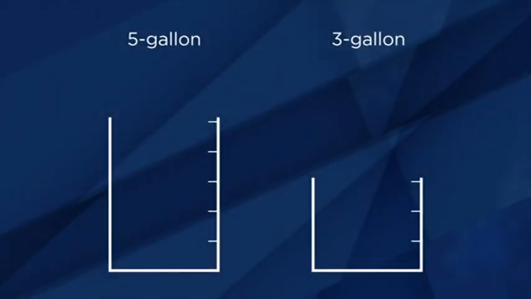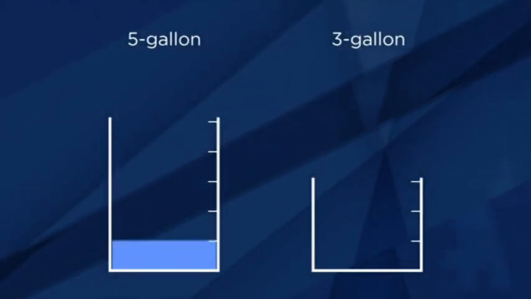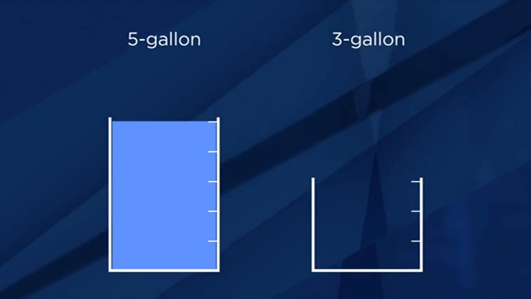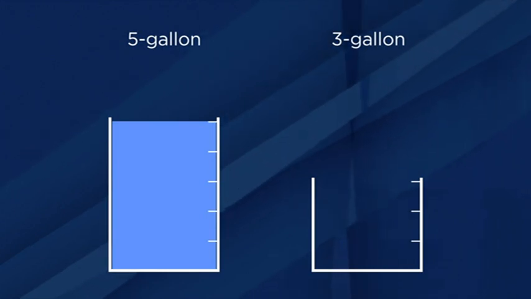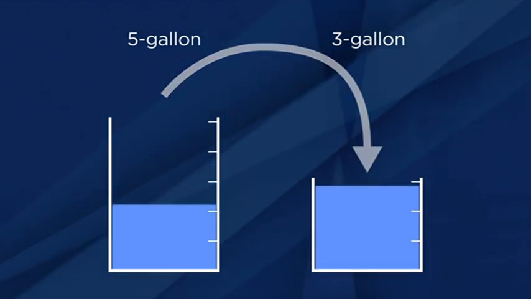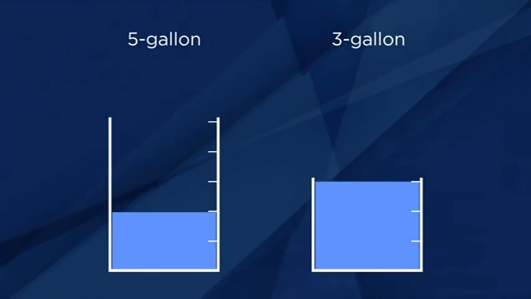Any luck? Well, here's one way to measure 4 gallons of water with a 5-gallon jug and a 3-gallon jug. First, you fill the 5-gallon jug all the way to the top. You then pour 3 of these 5 gallons into the 3-gallon jug, filling it all the way to the top. Those 3 gallons are then discarded.